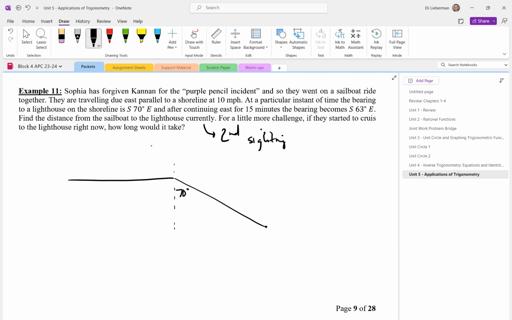They travel a little bit more, still continuing east, and then they look again to see where the lighthouse is. The lighthouse hasn't actually moved, but the bearing from them has. So would you please fill in this triangle as much as you can, and answer the question.